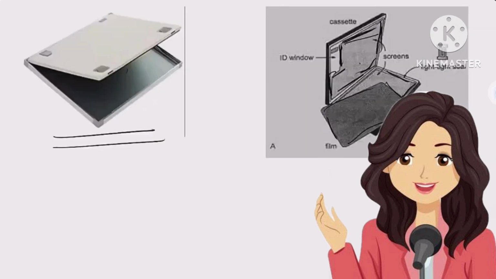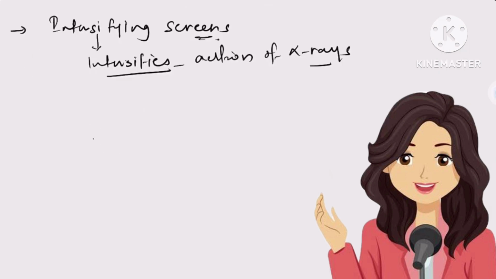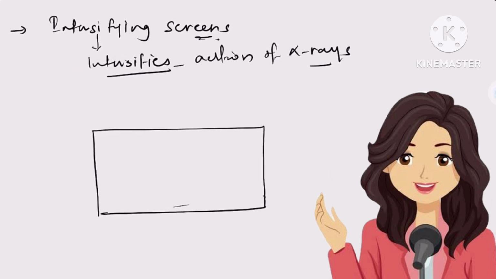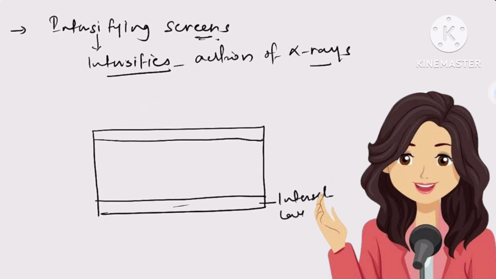Intensifying screens basically, this is the cassette. This is the intensifying screens, the intensifying layer.